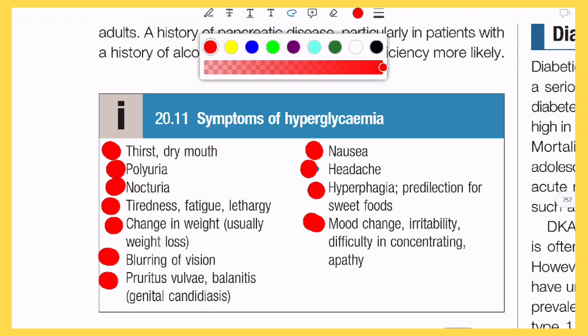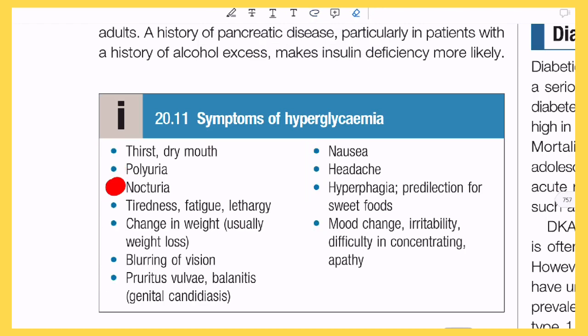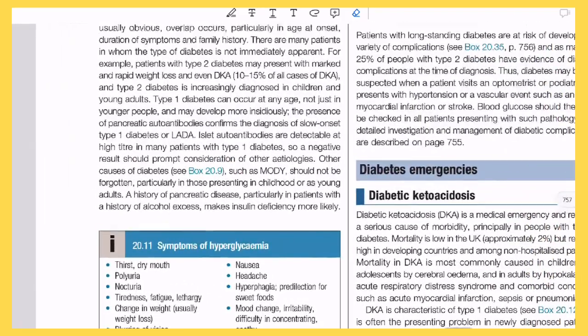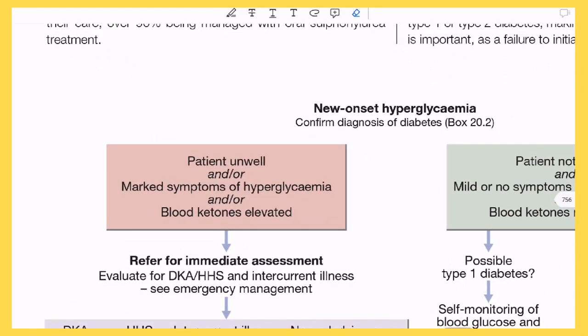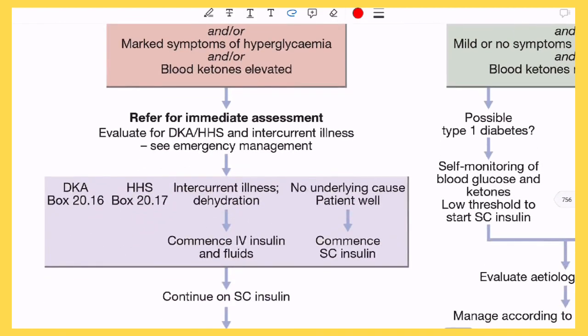After that we should go again to the chart. If the patient is in group 2, that is, the patient is unwell, with marked symptoms of hyperglycemia and elevated ketone bodies, here resuscitation of the patient is fast. We have to label the patient as either a case of diabetic ketoacidosis or hyperosmolar hyperglycemic state. We have to label the condition the patient is in.